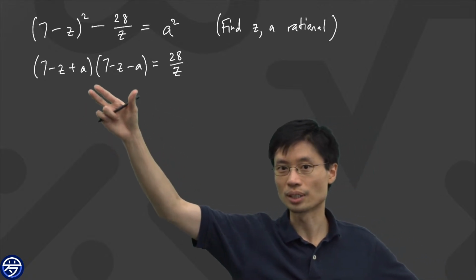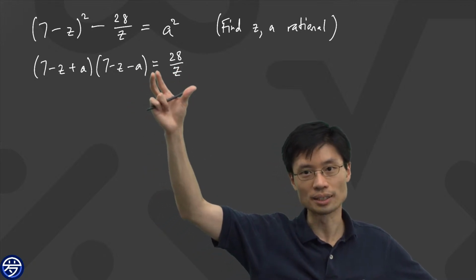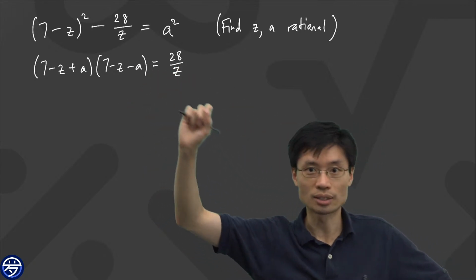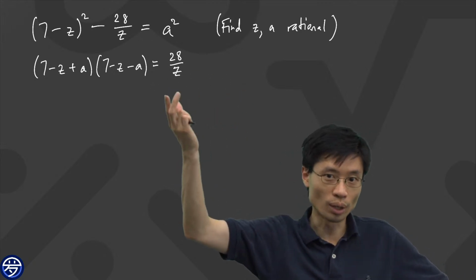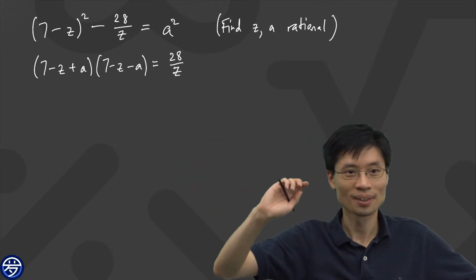But what we're going to do here is we'd have to split apart this thing. I'll just tell you what I would probably do. I'll try to split this apart into something like 2 times 14 over z, or like 1 over z times 28 or something. And maybe this would work.